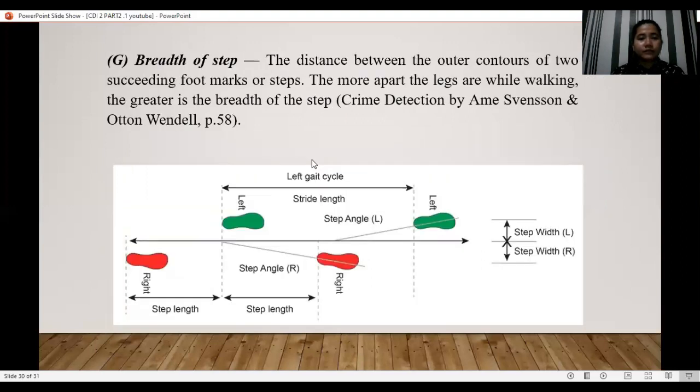So next, we have the breadth of step. It is the distance between the outer contours of two succeeding footmarks or steps. The more apart the legs are while walking, the greater the width of the step. So, saan ba? Ito yung lawak between left foot and right foot. Yung pagitan nila, ito yung tinatawag natin na width of a step.